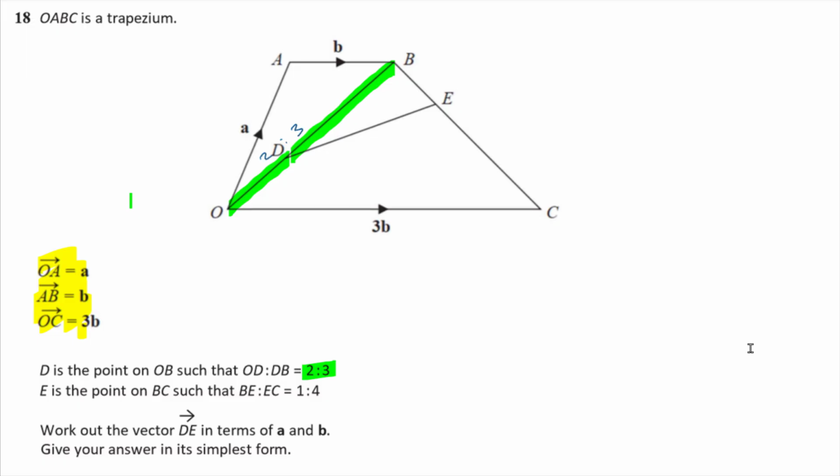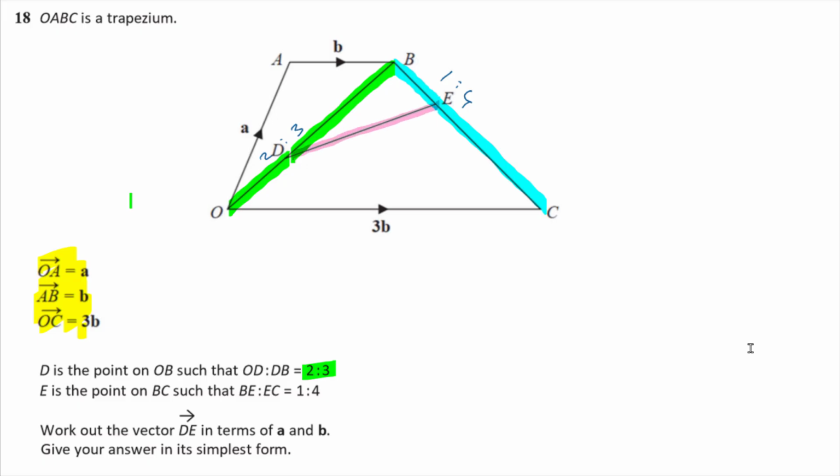Okay, so I don't know how long O to D is, but if you divide it by 2 and times it by 3, you would get D to B. And then B to E to C is in a ratio of 1 to 4. Where's B to E? So B to E to C, that is in the ratio of 1 to 4. Okay? I'm sure that's going to be very helpful. Work out the vector D to E in terms of a and b. So where is D to E? So I need to work out this vector.